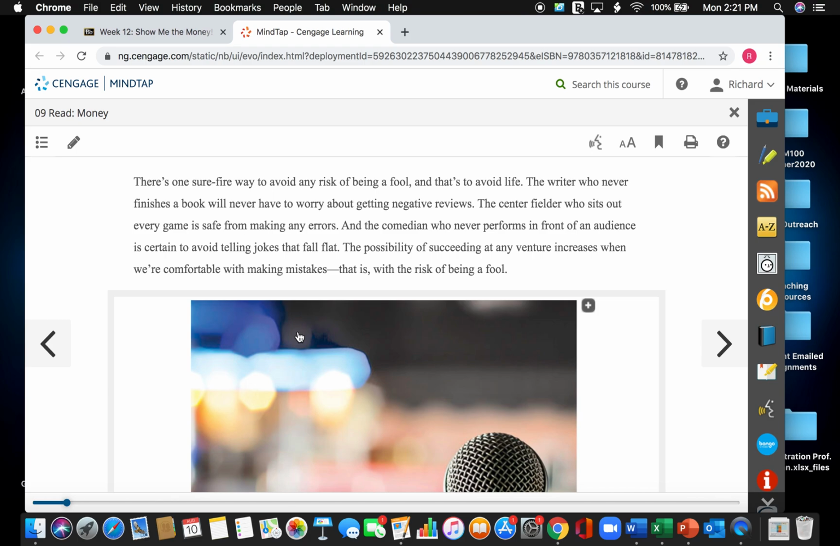There's one surefire way to avoid any risk of being a fool, and that's to avoid life. The writer who never finishes a book will never have to worry about getting negative reviews. The center fielder who sits out every game is safe from making any errors. And the comedian who never performs in front of an audience is certain to avoid telling jokes that fall flat. The possibility of succeeding at any venture increases when we're comfortable with making mistakes, and that is, with the risk of being a fool.